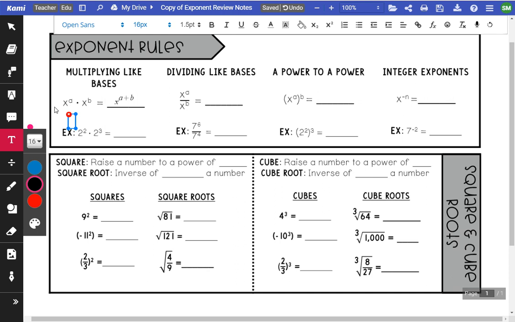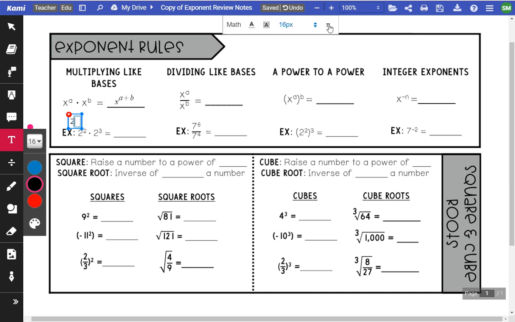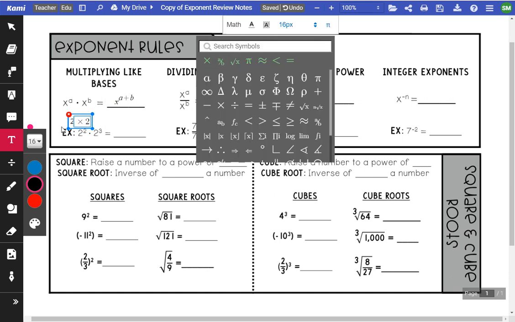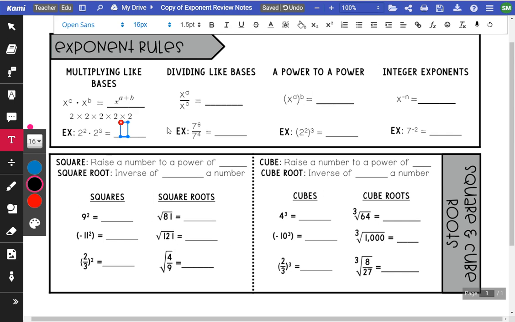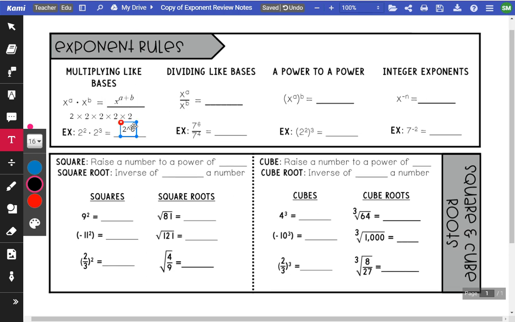So I'm going to have 2 times 2, there's my 2 squared, times, and then I have a 2 cubed, so that's going to be 2, 2, 2. So 2 squared, there's those 2, times 2 cubed, there's that. How many 2's am I multiplying together? 1, 2, 3, 4, 5. That gives me 2 to the 6th power. Oh, except I wasn't in the equation editor, so it's going to look like that, but that means the same thing.